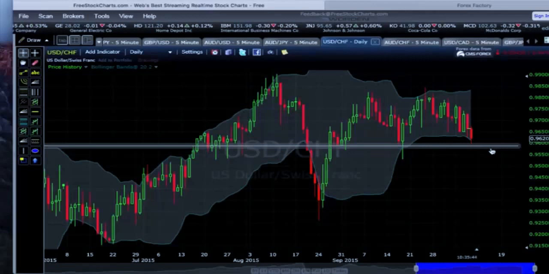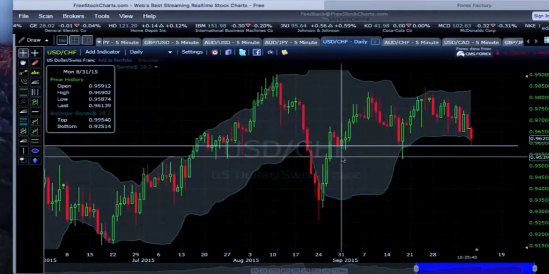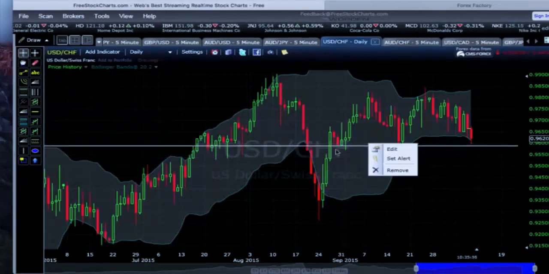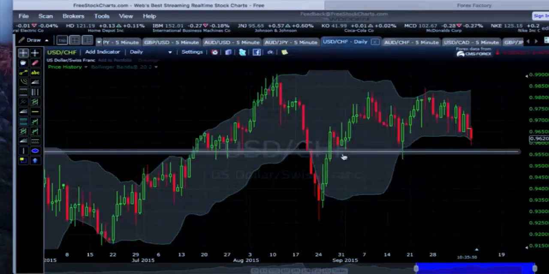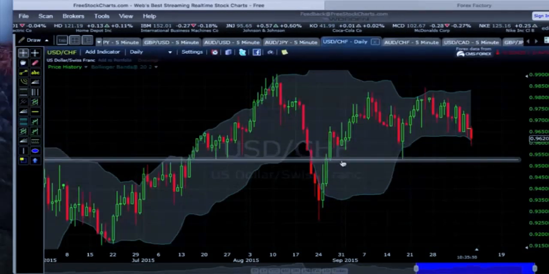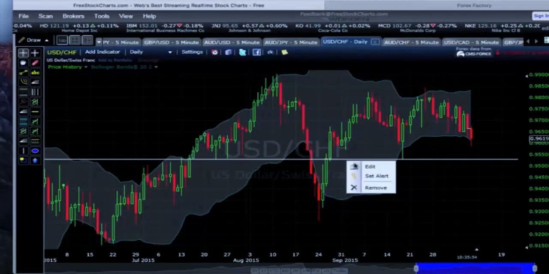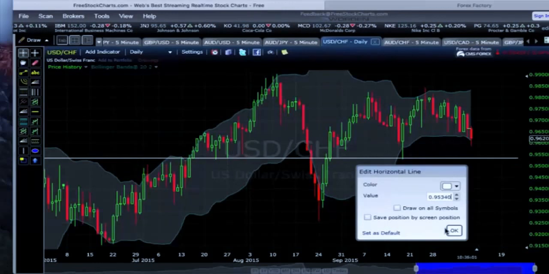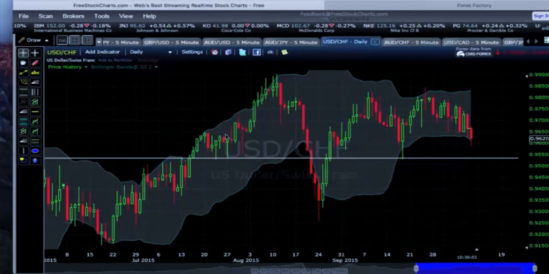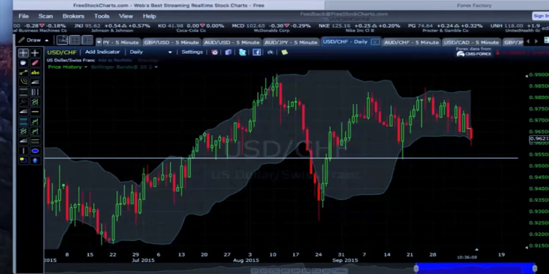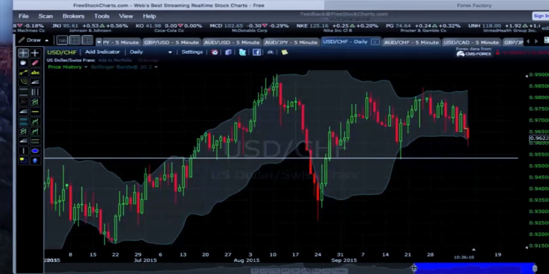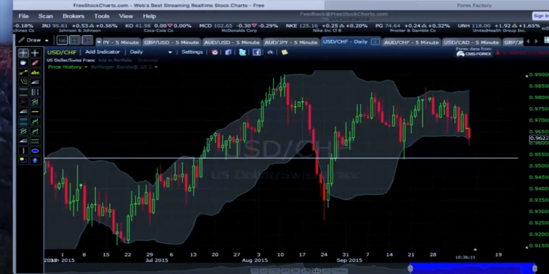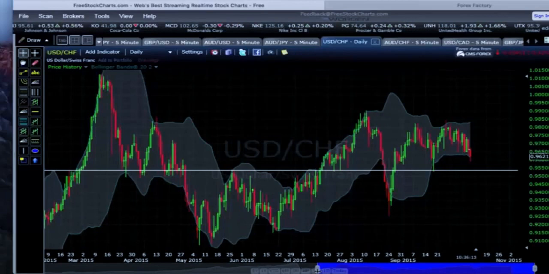Click on that line, edit, and then type it up: 0.95340. Yes. Now just scroll it. Extend your time frame and look how many times. There you go. Look at that. Amazing.